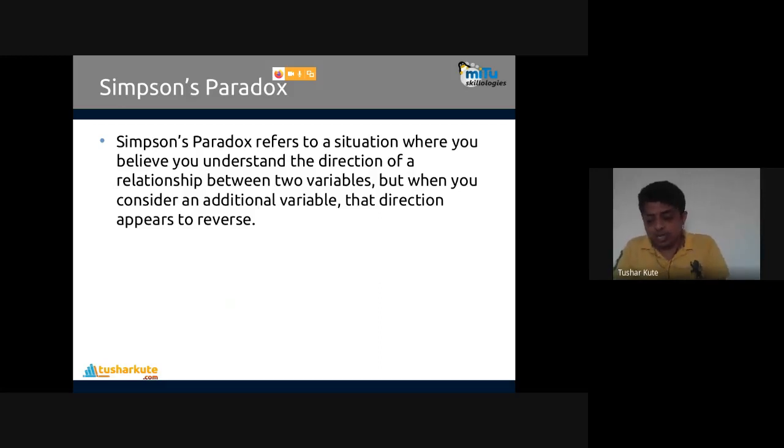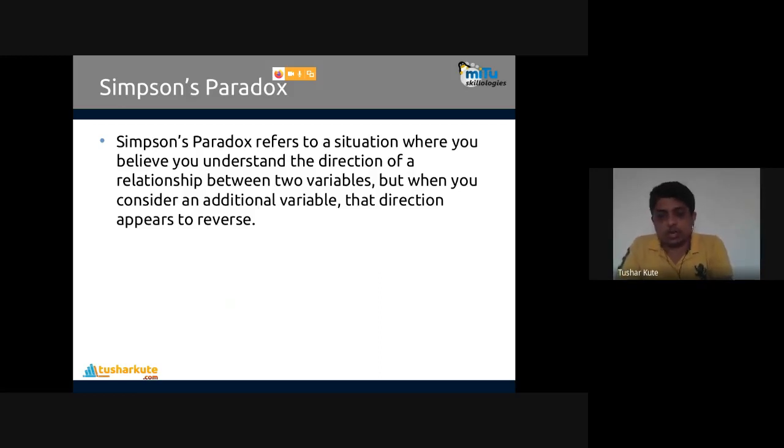Let's go for another important topic under statistics called Simpson's paradox. Generally, it's not that much required. It's an advanced data analytics part, but let's talk. Simpson's paradox, what do you mean by it? Simpson's paradox refers to a situation where you believe you understand the direction of the relationship between two variables, but when you consider an additional variable, that direction appears to reverse.